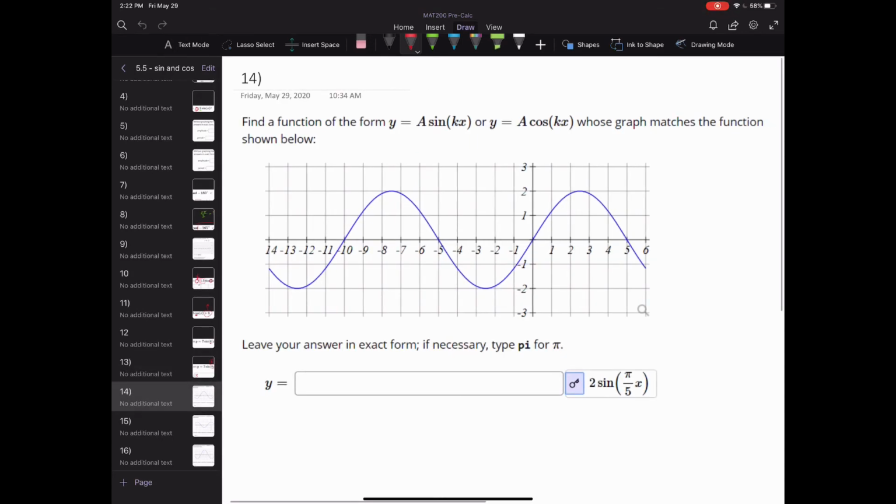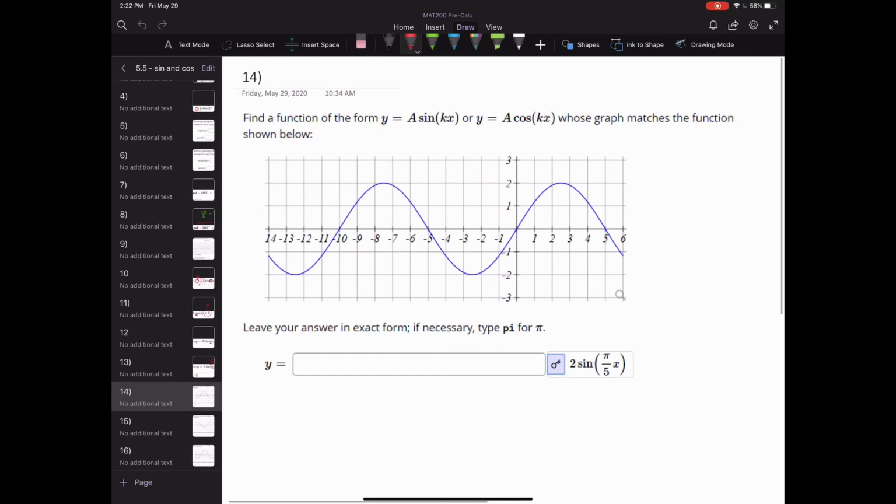Okay, find a function of the form that, whose graph is the function below. Now, which of those functions starts at 0? It's going to be sine. Let's see what the amplitude is. Right, the amplitude is 2. You go 2 up and you go 2 below. So the amplitude is 2.